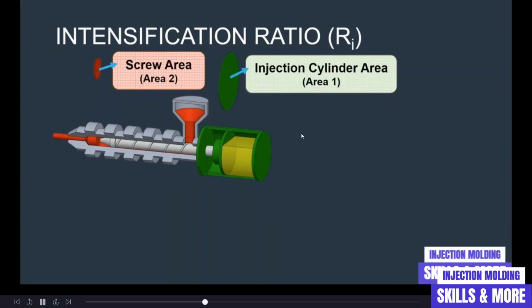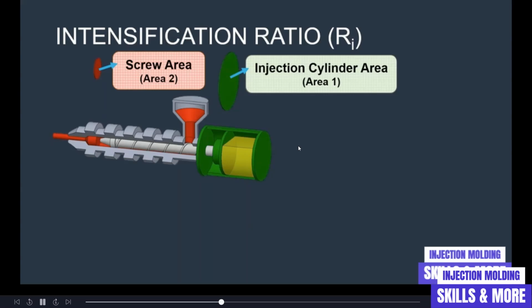So this is the ratio of the resin pressure in front of the screw compared to the oil pressure in the piston of the injection molding machine. The injection pressure and hydraulic pressure differ significantly in any injection molding machine. Okay, so the injection pressure is the pressure applied directly to the plastic by the ram, forcing it down this way, which causes the material to flow.